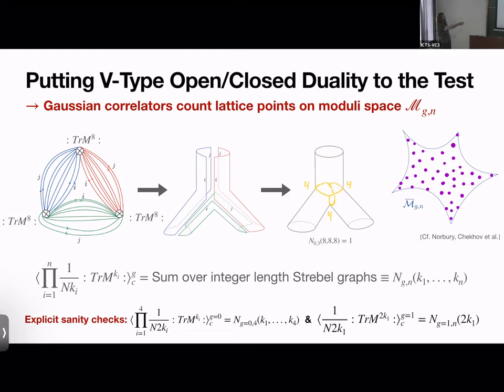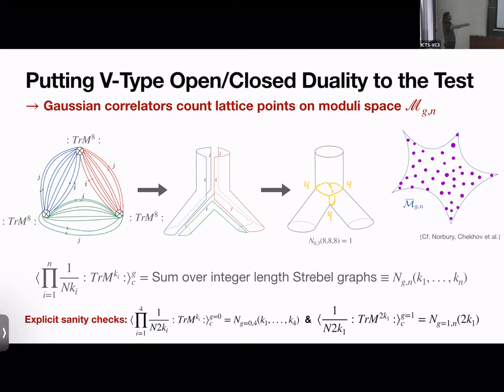And what they're doing is counting particular points on the moduli space, okay? So this is some cartoon version of the moduli space of Riemann surfaces of genus g and n punctures. Remember that each point can be labeled by some Strebel graph, and the lengths that I assign to the edges are coordinates. So if you want, these are very special points with integer coordinates, okay? Say like 5, 3, 1, 2, 6, 4, et cetera. And what the correlation functions of the Gaussian theory are doing is just counting these points given some restrictions, okay? So that's going to be the takeaway. So let's do this together, okay?